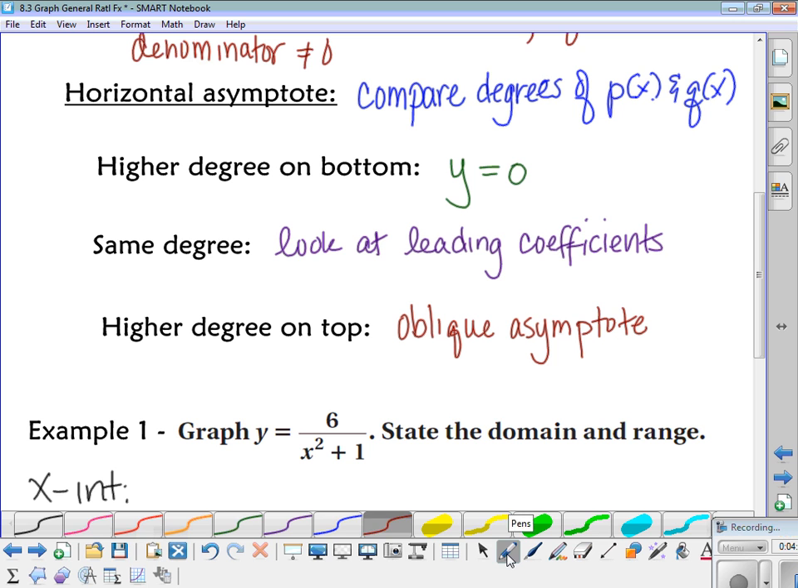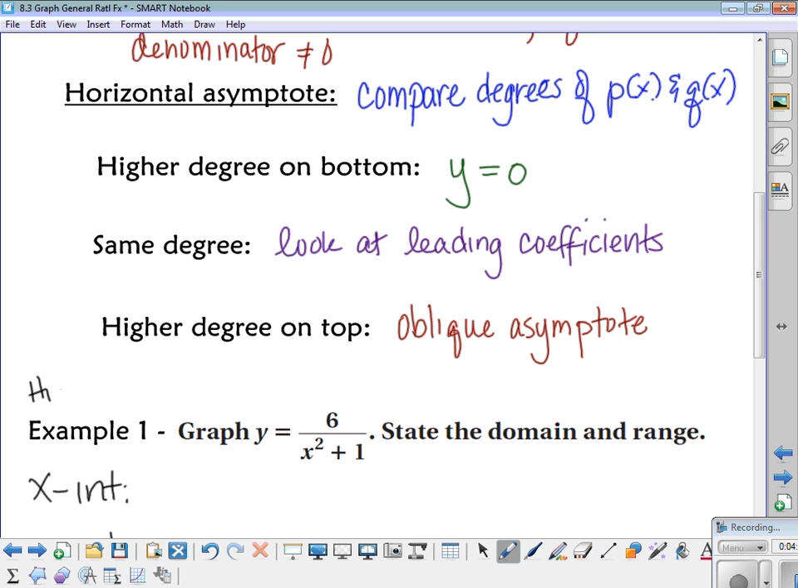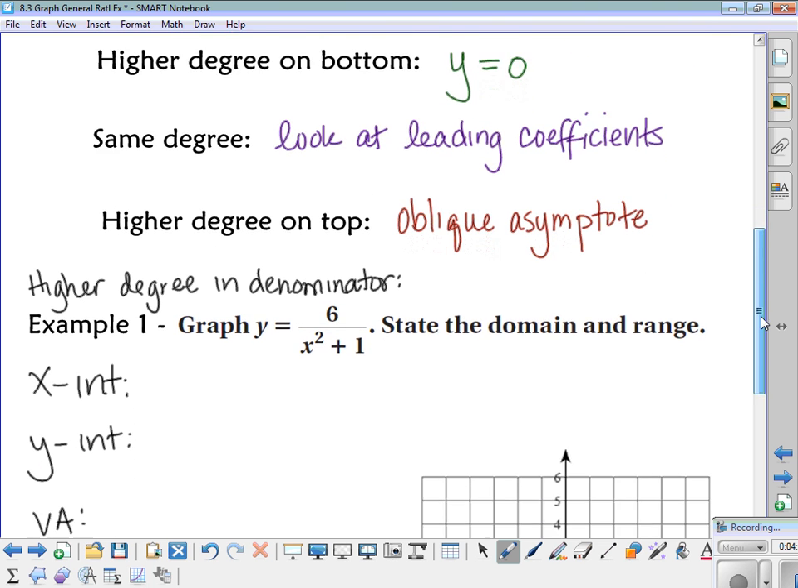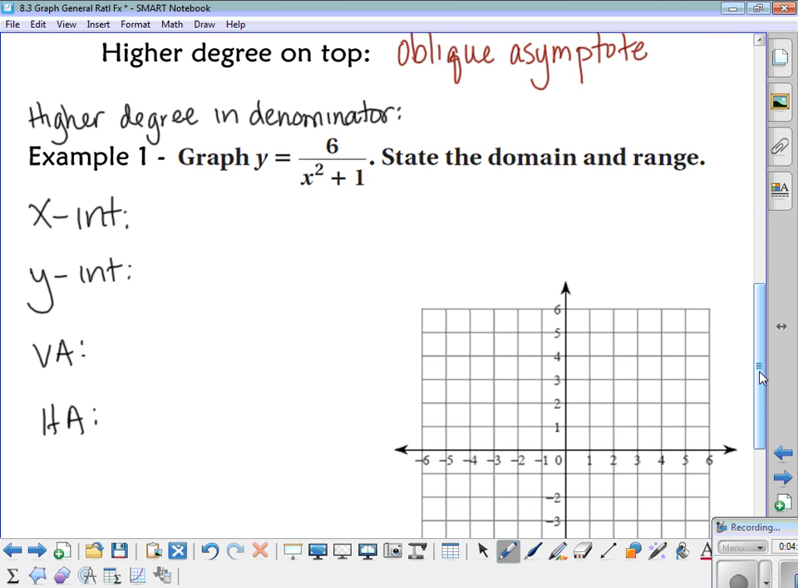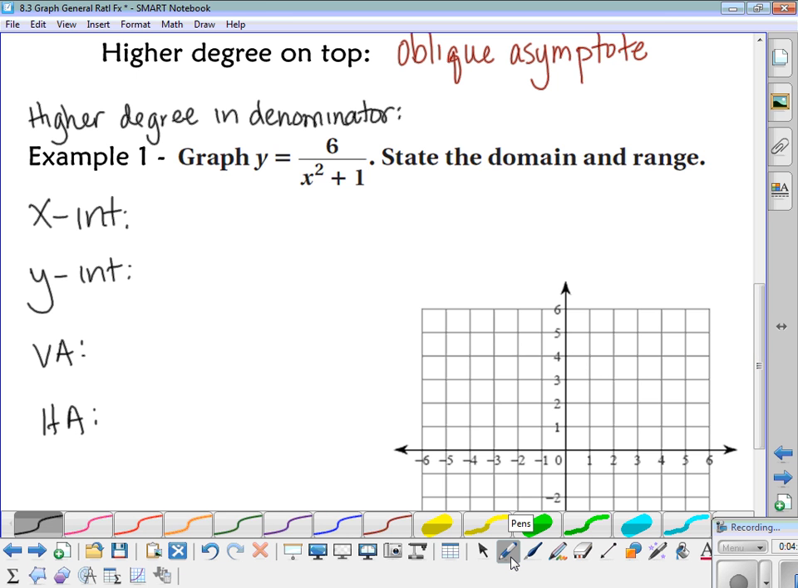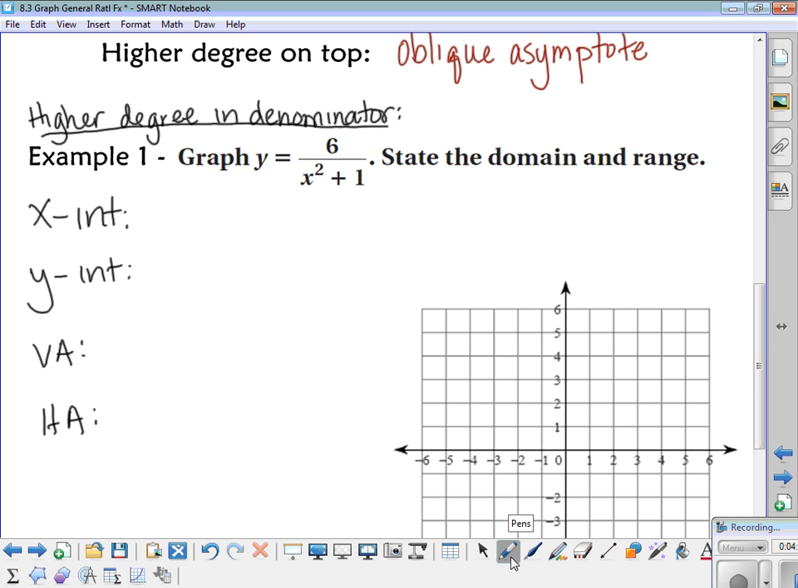Okay, so first I'm going to do a problem where we have a higher degree on the bottom, right? So this first one, we'll do as a higher degree in the denominator, okay? So we've got 6 over x squared plus 1. We're going to graph it, and we're going to state the domain and range. All right, so before I graph it, I want to find all my intercepts and asymptotes.